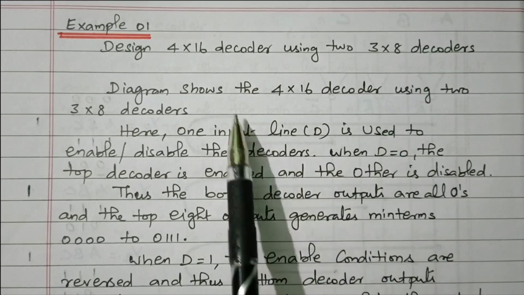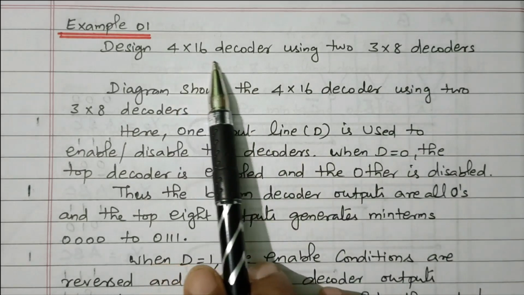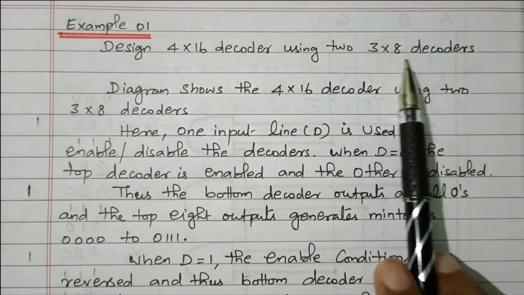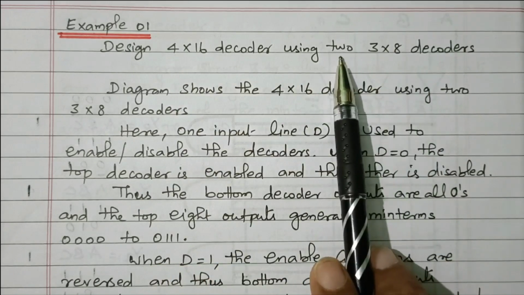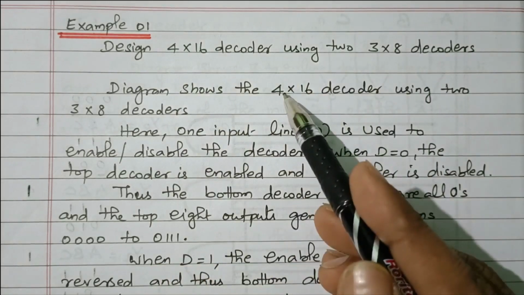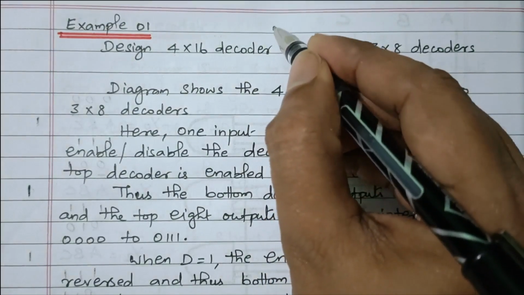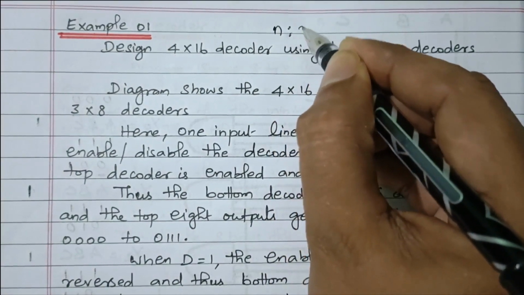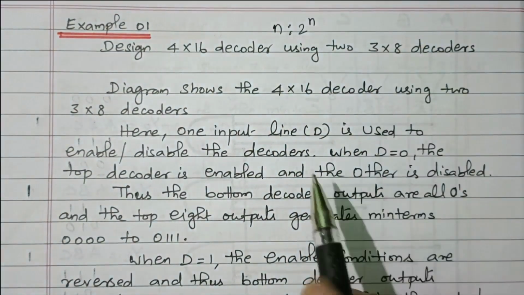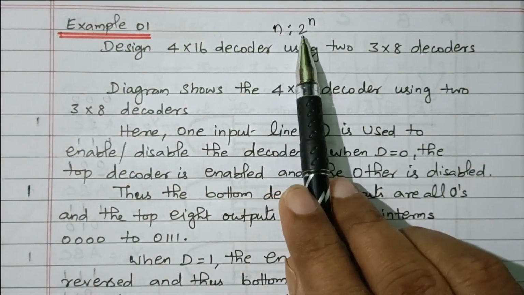Now we'll go to the topic. Design of a 4x16 decoder using two 3x8 decoders. Right. We know that a decoder is a device having n inputs and 2 to the power n outputs.